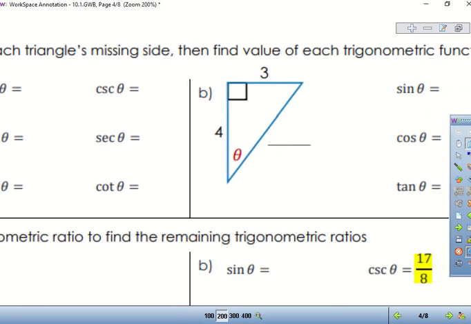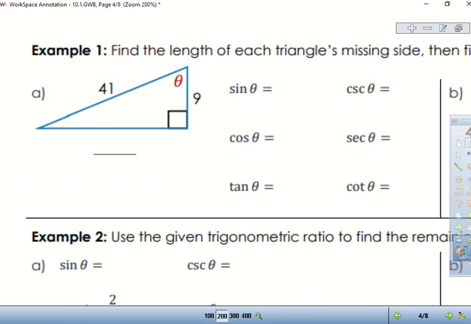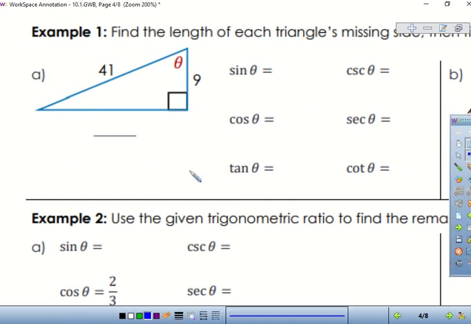Find the length of each triangle's missing measure, and then find the value of each trigonometric function. So here they give us a triangle, and we have one missing side. Now, do we have a way of finding that missing side? Yeah, what do we use? Pythagorean theorem. I think you're thinking of an area. But you have Pythagorean theorem. Now, what do I need to make sure about my triangle before I use Pythagorean theorem? Right.